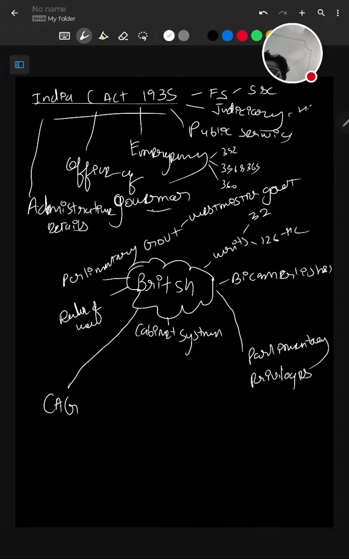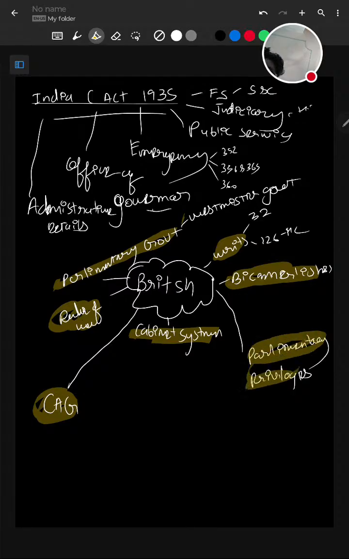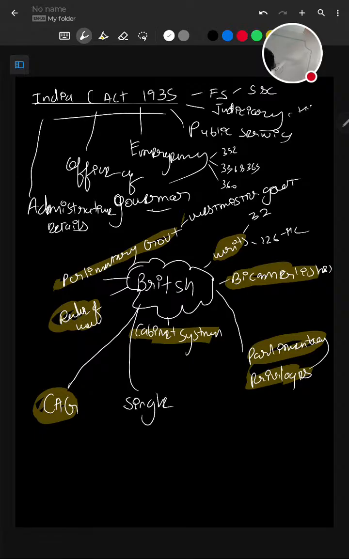These are some things we have taken from the British Constitution. First is your cabinet system. Second is your Controller and Auditor General. Third is rule of law. Fourth is parliamentary government. Fifth is bicameralism. Sixth is writs. Seventh is your parliamentary privileges. And there is one more here, which is single citizenship as Article 9.